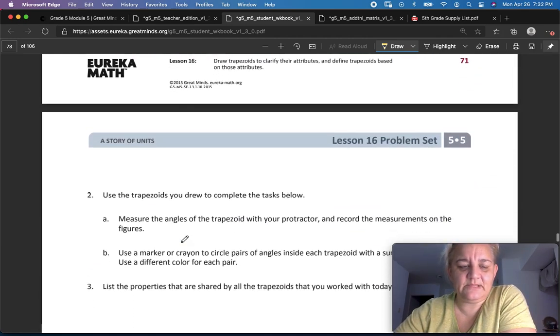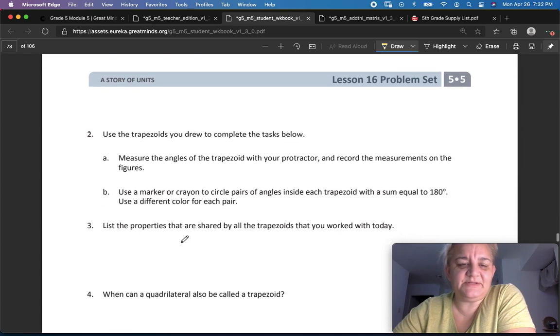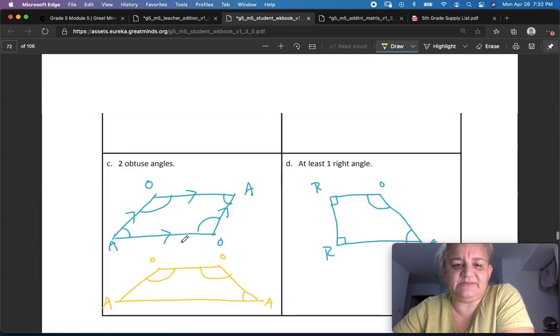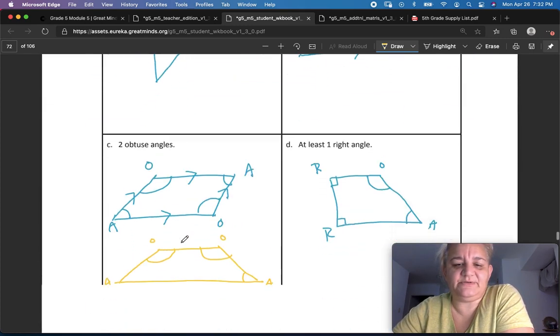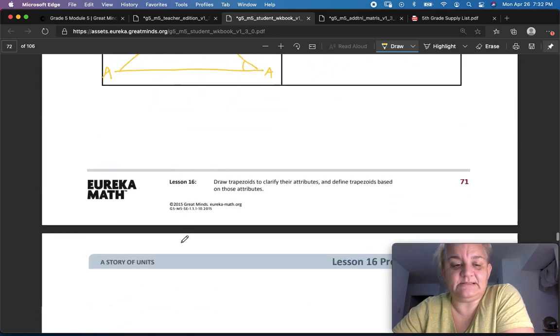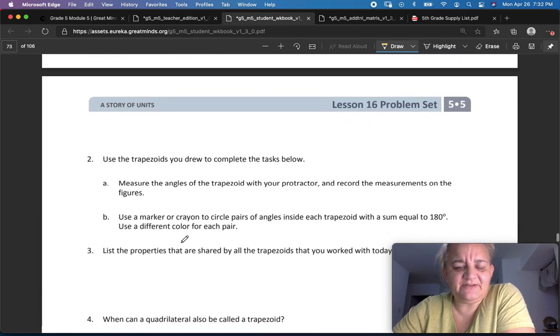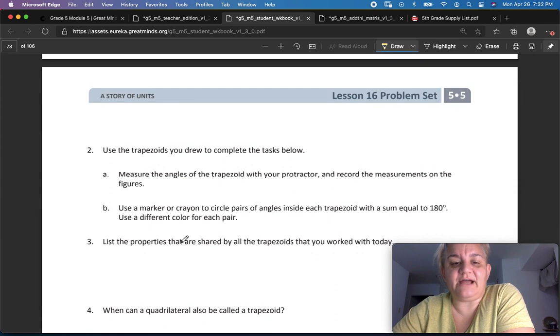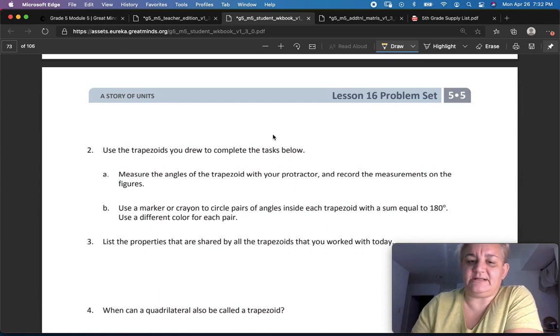Okay. Use the trapezoids you drew to complete the tasks below. Okay, so we have 1, 2, 3, well, we actually have 5 trapezoids. Measure the angles of the trapezoid with your protractor. Okay, do you guys have your protractors? Do you know how to use your protractor?